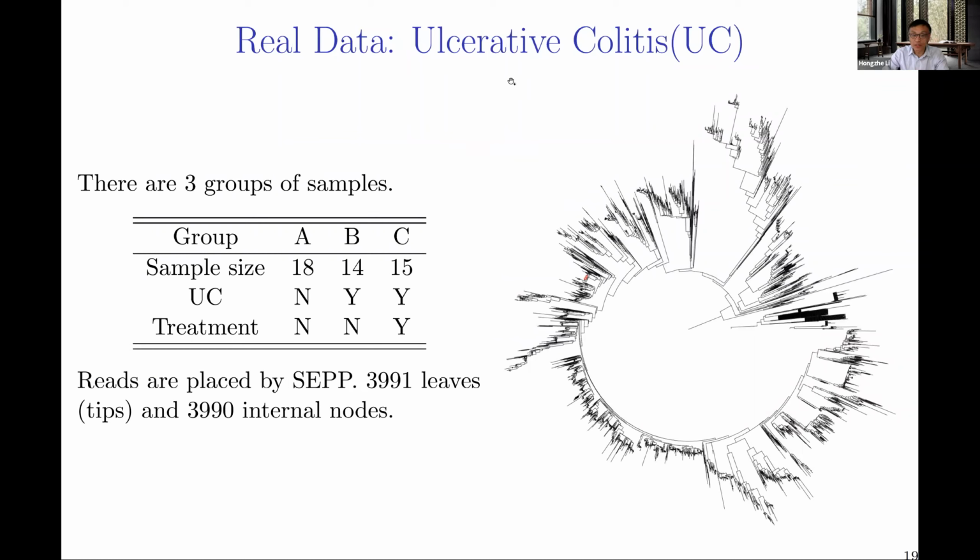So back to the UC and Crohn's disease patients. Again, this is a very small study where we have 18, 14, and 15 samples in each of the 3 groups. Group A are the 18 healthy individuals. This is again a colon microbiome. Groups B and C are the patients with UC. Group B are the patients without treatment, and C are the patients under treatment. I just want to know whether there's a difference in the overall microbial composition, and if there is a difference, where it is on this phylogenetic tree.